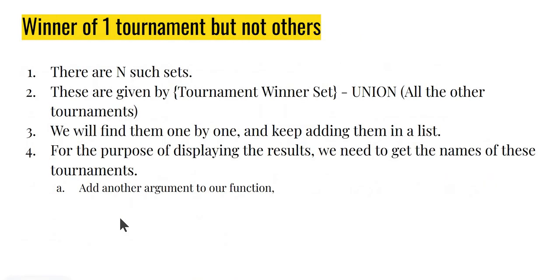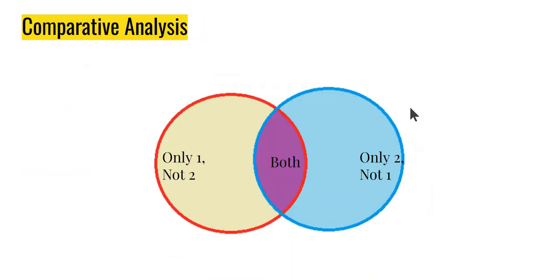Next, we realize that these sets are given by the tournament winner set minus the union of all the other tournaments. Now, this is actually quite interesting. Let's say we have only one set. In that case, I'm saying, let me look at this tournament and minus off the portion which has been occupied by this tournament. In this case, there's only one, so I will basically minus off this portion. I'll be left with just the yellow part.